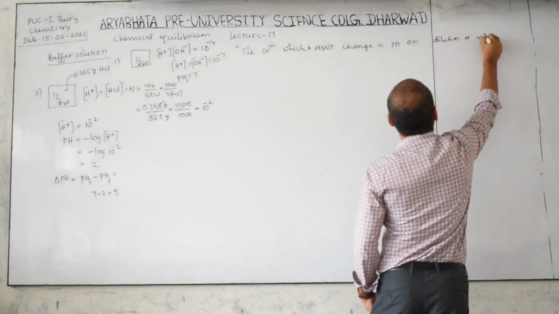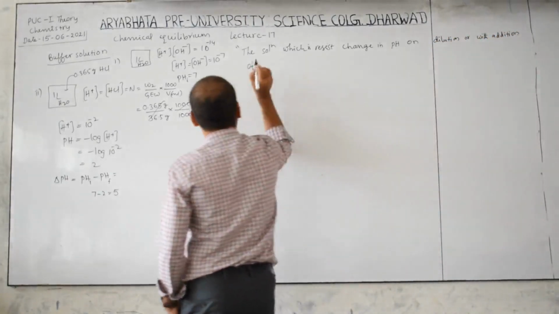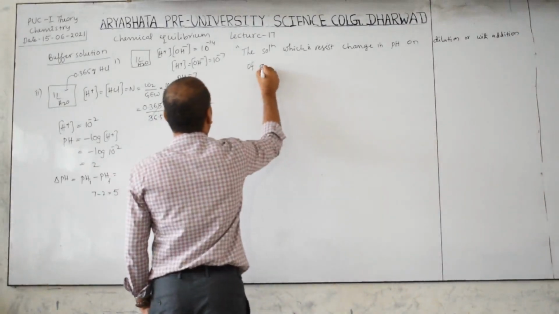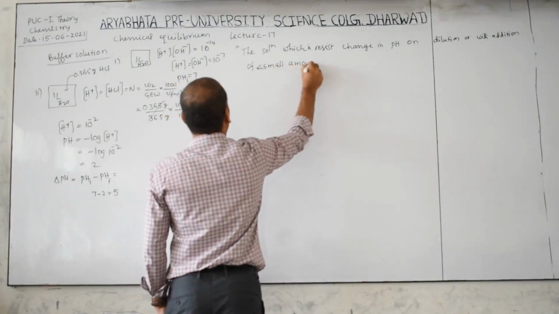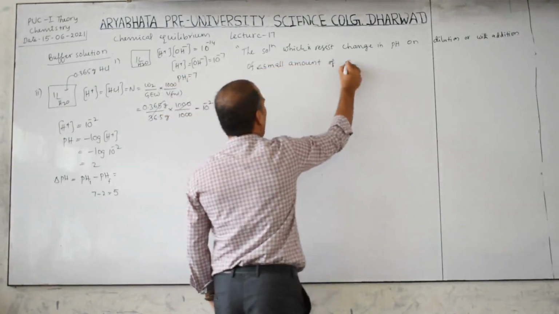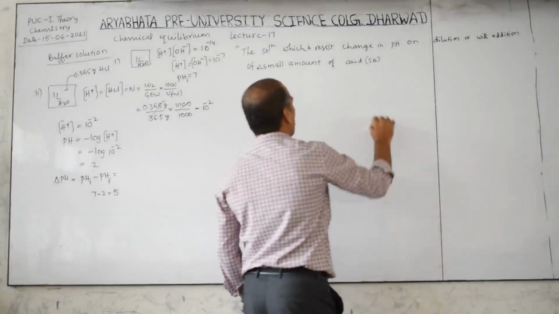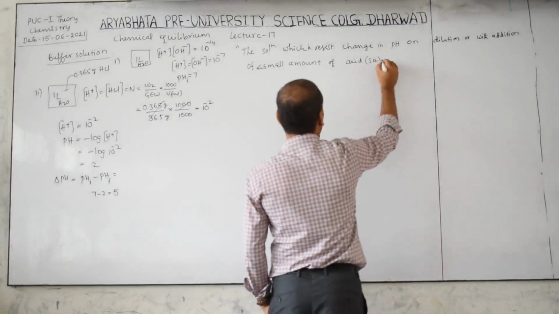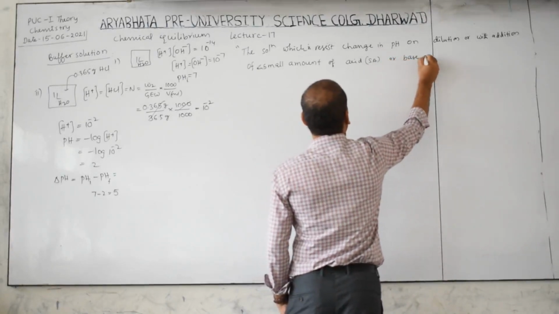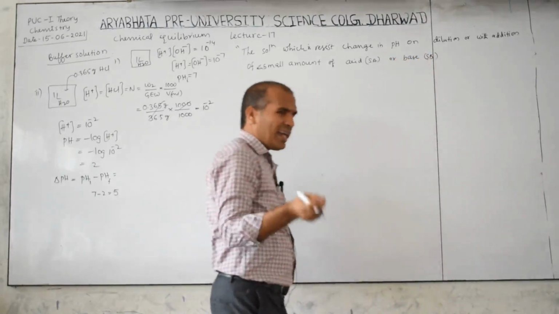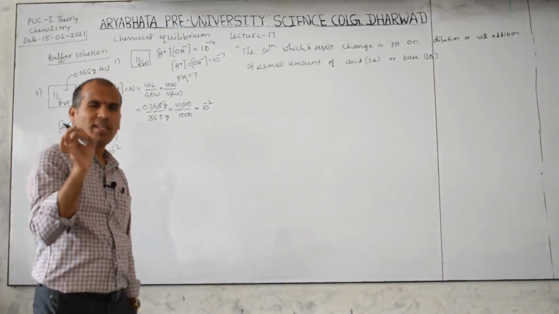or on addition of a small amount of acid. In some books it is given as strong acid; in our textbook directly acid only is given. So addition of a small amount of acid or base, generally a strong base. If you add strong acid or strong base, the pH will not change. There may be a change, but that is negligible.